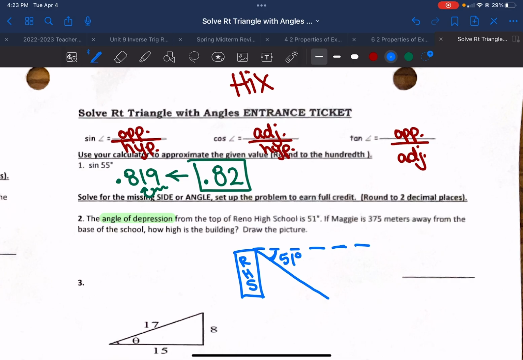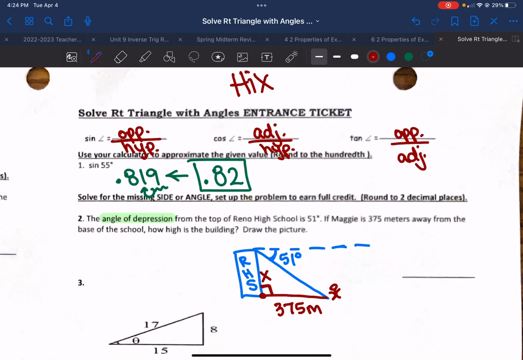If Maggie is 375 meters away from the base of the school, okay, so this is the distance from the base of the school to Maggie. Hi, Maggie. There she is. All right, 375 meters. How high is the building? Okay, so ultimately what we are looking for is the height of the building, knowing that from the building to the ground, that's our 90-degree angle.